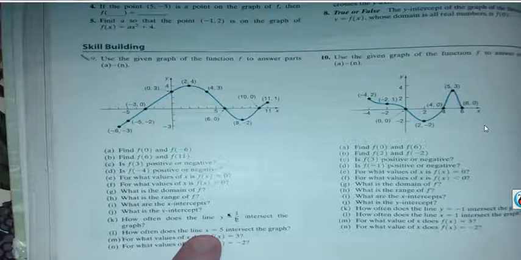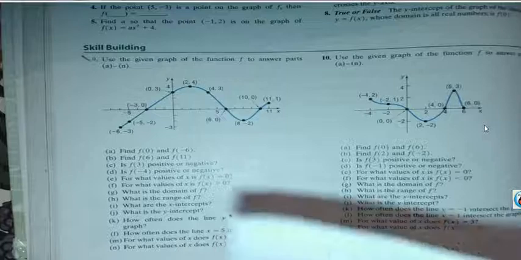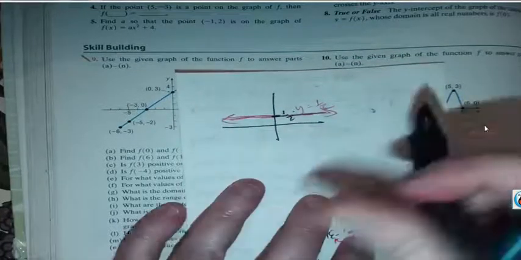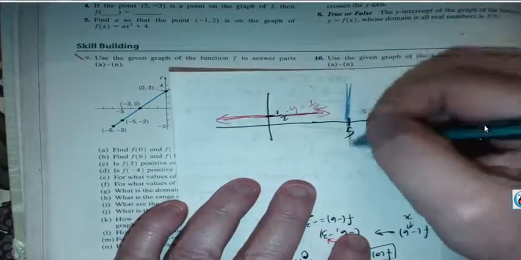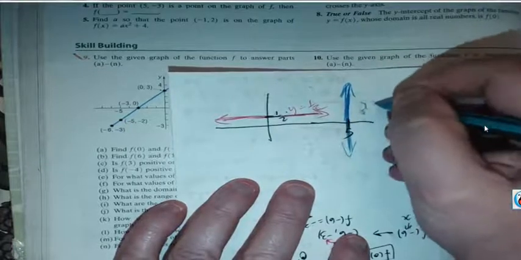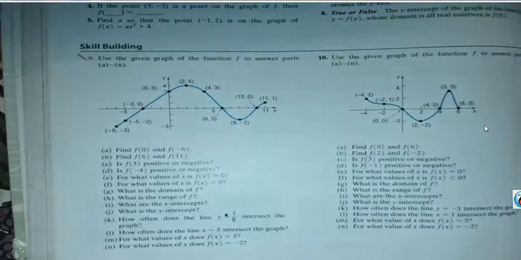How often does the line x equals 5 intersect the graph? What does the line x equals 5 look like? Well, that's a vertical line that goes through 5 on the x-axis. So that's the line x equals 5. And so the line x equals 5 is here, and it would only intersect it 1 time.